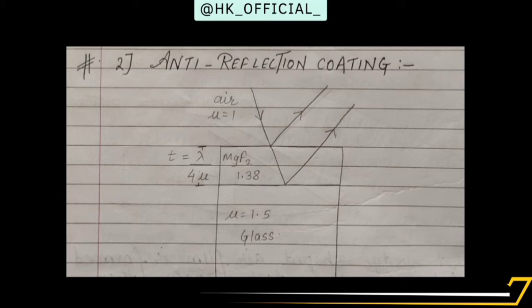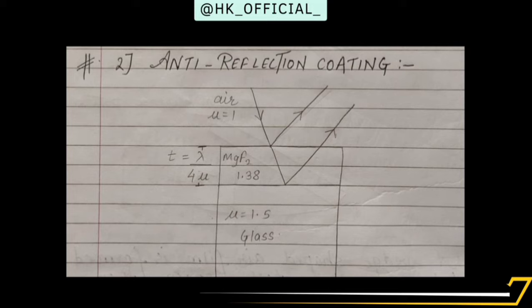Importantly, this interference doesn't affect the light passing through the glass. This technique is used in camera lenses to make images appear brighter by reducing unwanted reflections. I hope you understand. See the diagram very carefully.